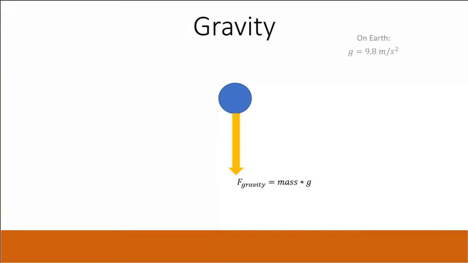This constant on Earth is 9.8 meters per second squared, but can be different on other planets or objects in space. For instance, the g constant on the surface of the moon is about 1.6 meters per second squared, which is roughly 1/6 of the g constant on Earth.